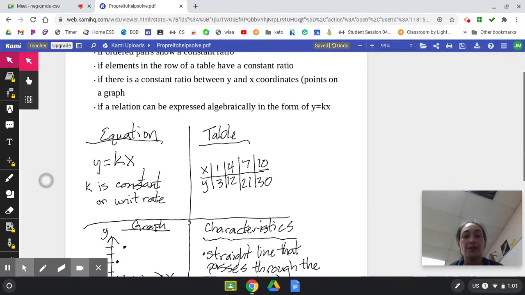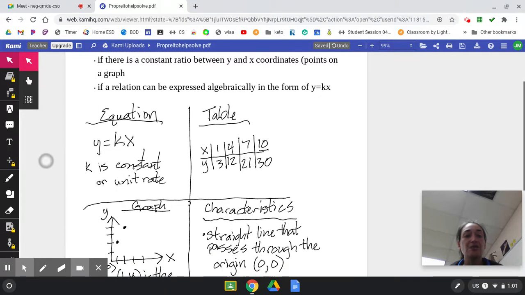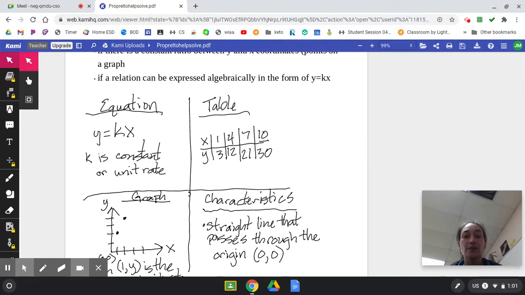Okay. Another item that was listed, if a relation can be expressed algebraically in the form of the equation y is equal to kx. And just so you know, k is actually the constant of proportionality, okay, and is often another way of expressing the unit rate. Okay, if you can take the unit rate, the constant, and multiply it by x, you can come up with all the values for y. Okay, as you can see, we actually did in the data table. Okay, so in the data table, the constant was times 3.